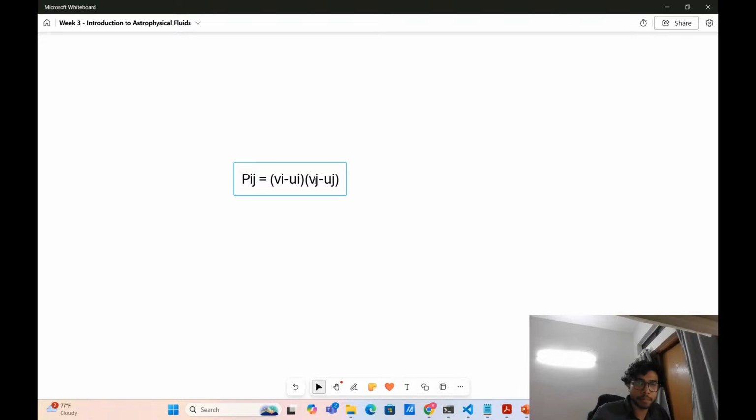Vx minus Ux times Vy minus Uy. By the way, these V's are the velocities and U's are the mean velocity, so this is an average velocity in that particular direction. So Vx minus Ux times Vy minus Uy. This is an odd function in X, right? So if you integrate over all the velocities, this will be an odd function in X and an odd function in Y as well, right? So that's why this will become 0, because you are integrating from minus infinity to plus infinity. That's clear, right?